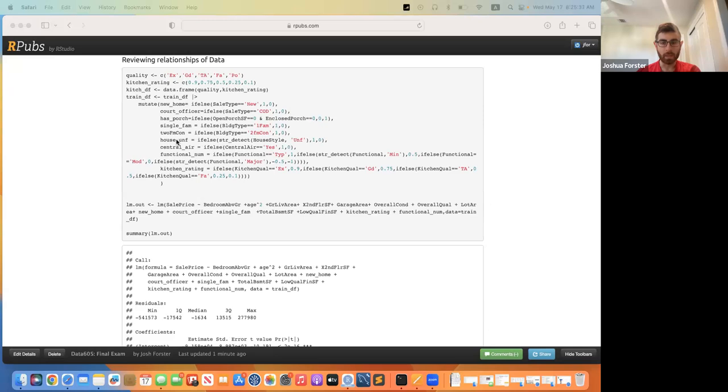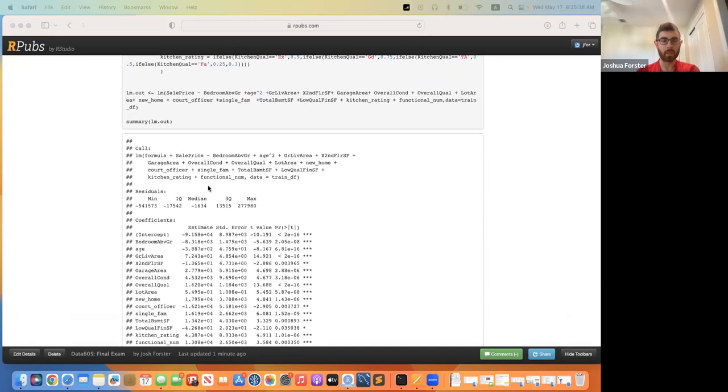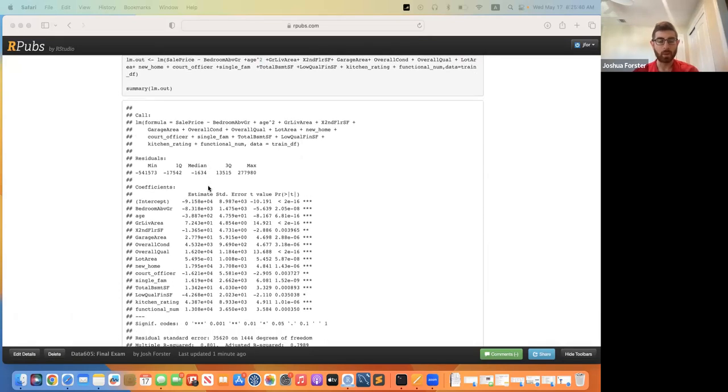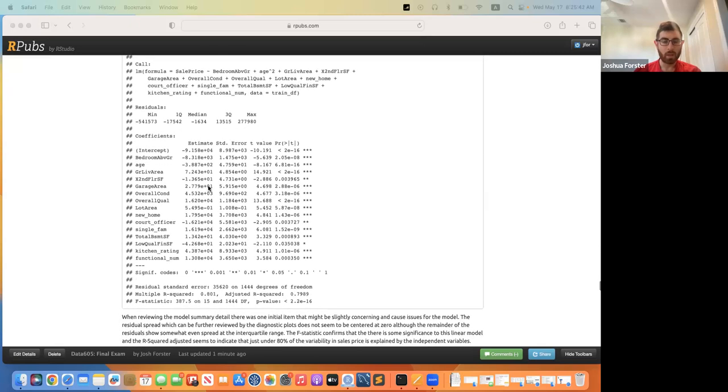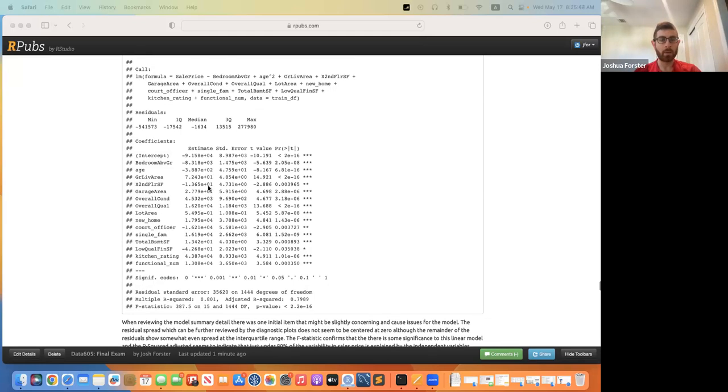And I eliminated, I believe, has porch, because that wasn't significant. So there was a little bit of backward testing here to kind of look through and identify which variables might be significant. And when looking at the model summary, the initial concern for me was that the residuals were not so closely averaging around 0, and it was actually a much lower level for the negative.